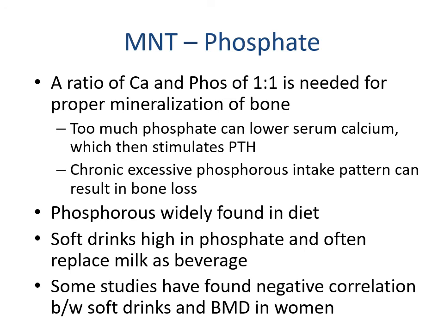Now looking at phosphate, a ratio of calcium to phosphorus of 1:1 is needed for proper mineralization of bone. Too much phosphate can lower serum calcium, which then stimulates the parathyroid hormone, and chronic excessive phosphorus intake can result in bone loss. Phosphorus is widely found in the diet, but part of our concern is that soft drinks, specifically colas, which are high in phosphate in the form of phosphoric acid, have replaced milk.